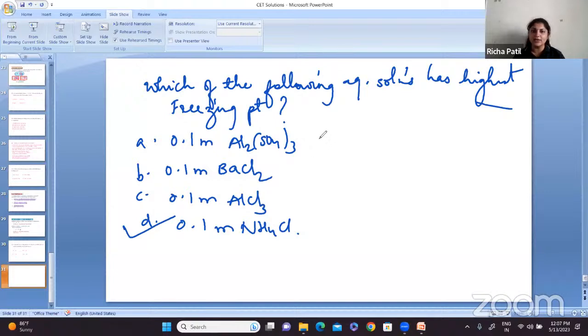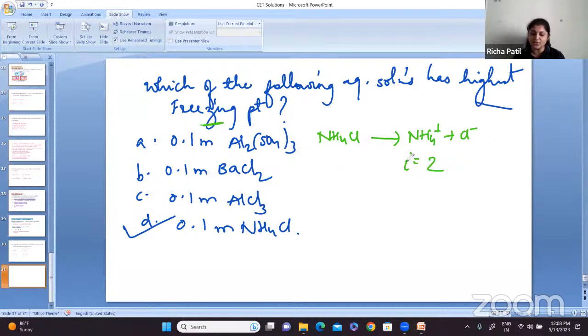Why is it D? Because NH4Cl will dissociate into NH4 plus and Cl minus. So the lesser the number of particles available, the higher will be the freezing point. So your i is 2. We have discussed boiling point; this is about freezing point. So the lesser the number of particles available, the higher will be the freezing point.